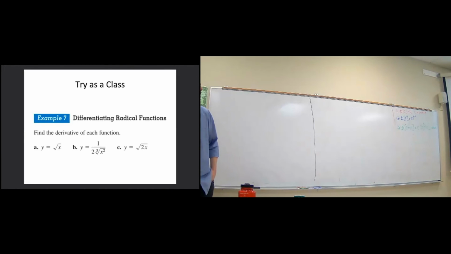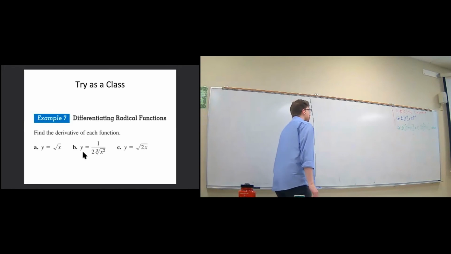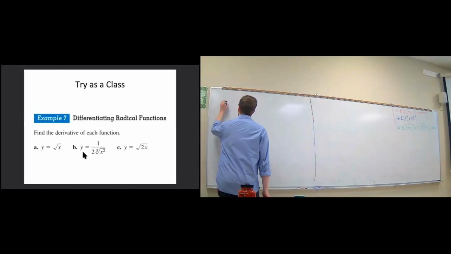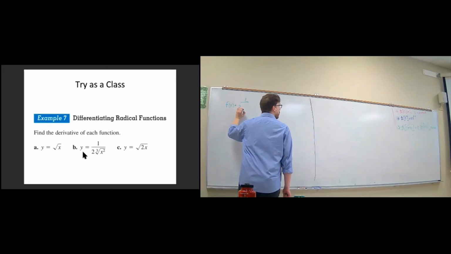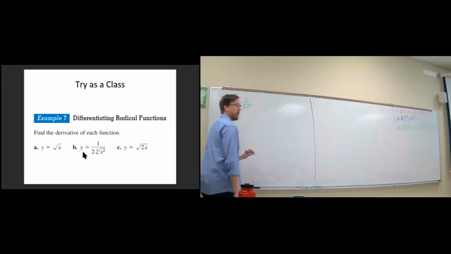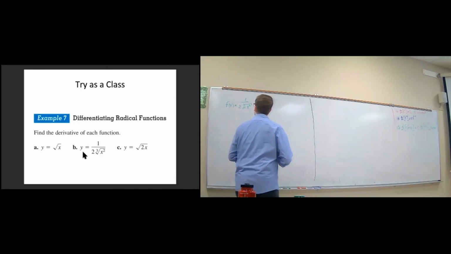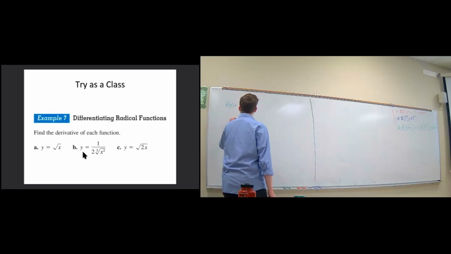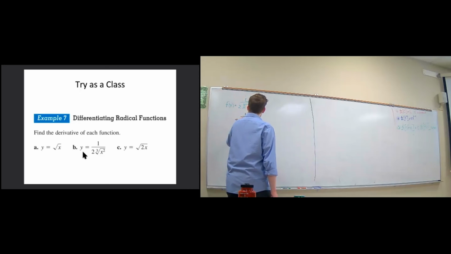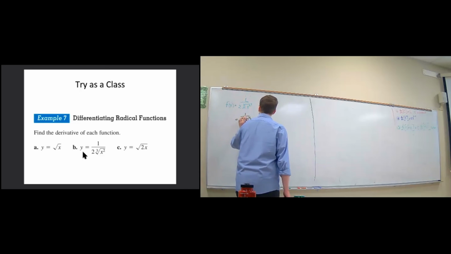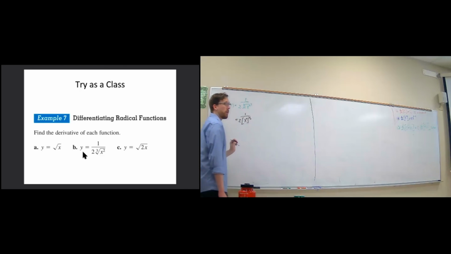So for example, let's say we wanted to solve B. We've got f of x is equal to 1 over 2 times the cubed root of x squared. All right, let's start by rewriting the radical. It's going to be 1 over 2 times x squared to the 1/3 power. Agreed?